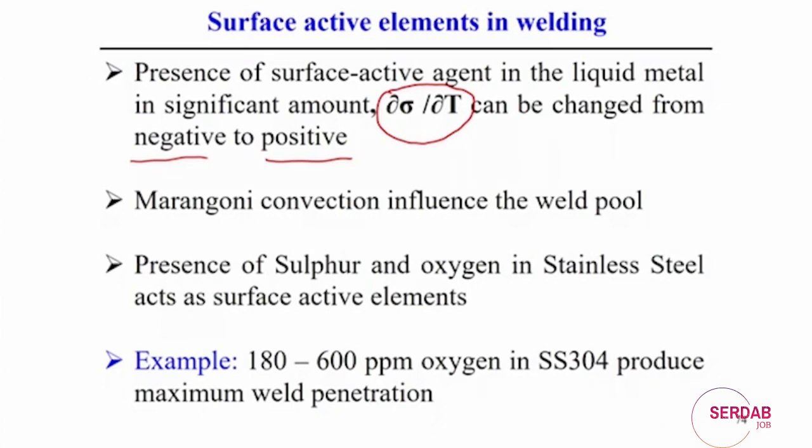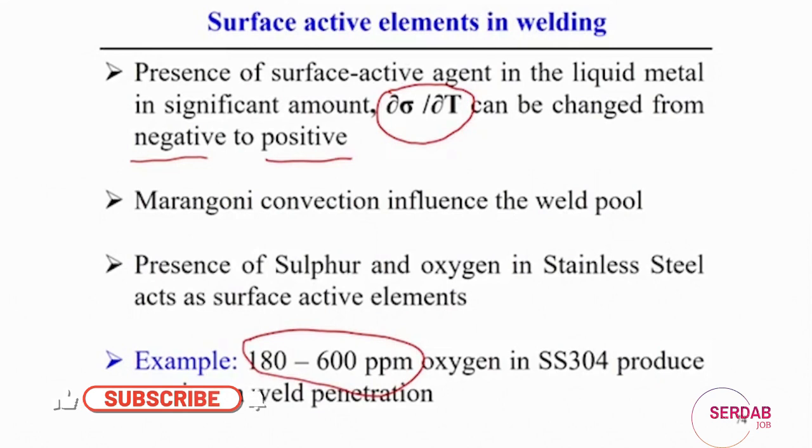But if we further increase the amount of the surface active elements, it does not influence the surface active agent effect in this case. So, we cannot increase penetration too much by abruptly increasing the amount of surface active elements. At the same time, a very small quantity of surface active elements also may not be beneficial to increase the depth of penetration. So, this optimum amount is practically observed, at which the maximum penetration can be achieved.